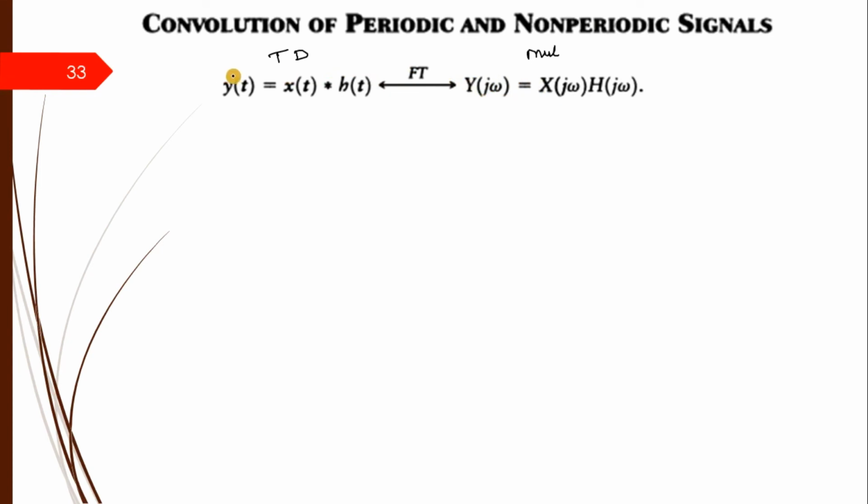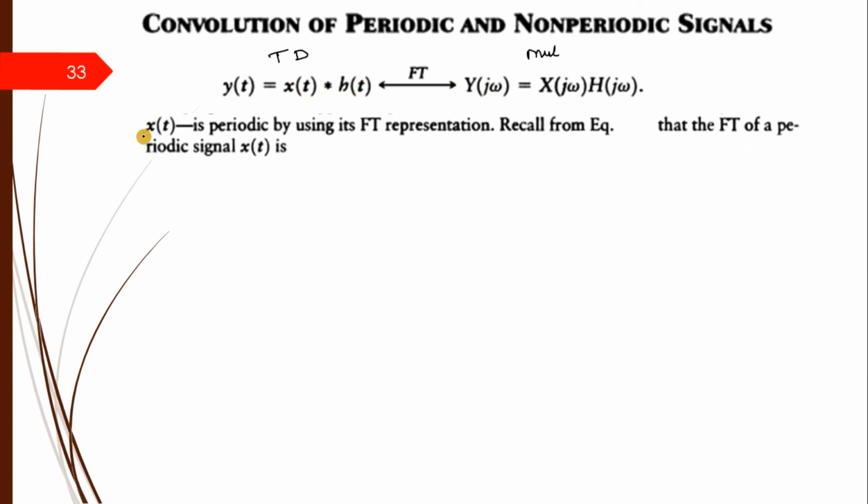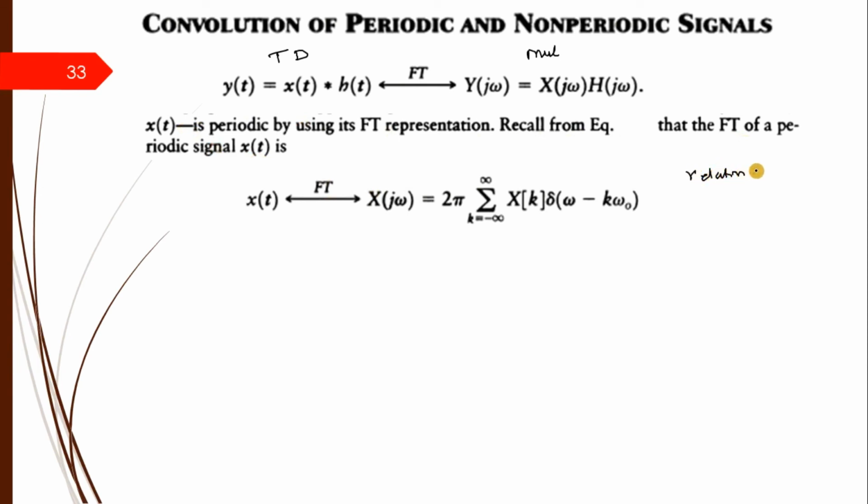The same concept we are utilizing. Convolution in the time domain results in multiplication in the frequency domain, one of the most advantageous factors of Fourier representation. So here, let us consider x of t to be periodic first, using its FT representation. Recall from previous equations, by relation 1, the relation of FT to FS, we can represent periodic x of t. Actually, you should use FS, but we can use FT as well by using this relation.